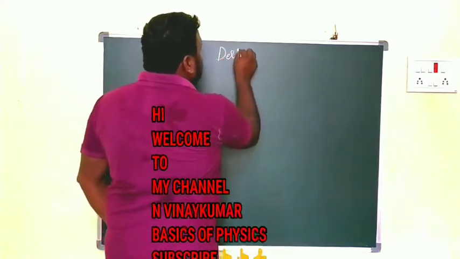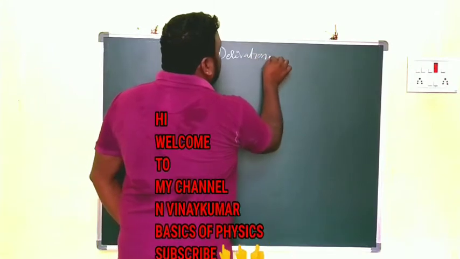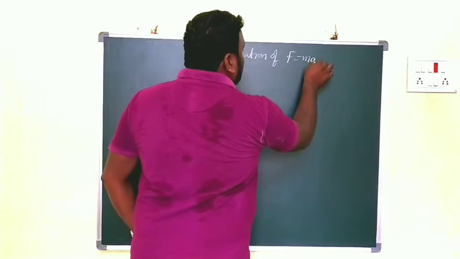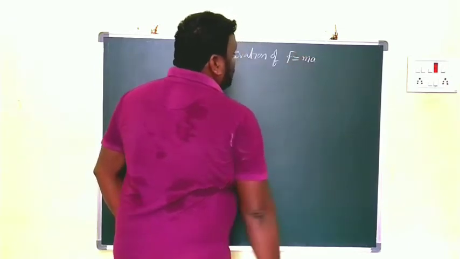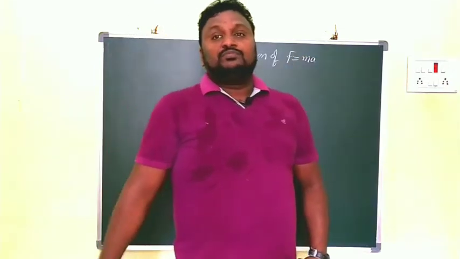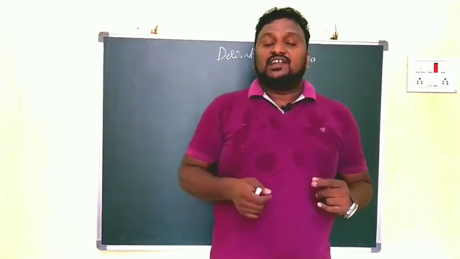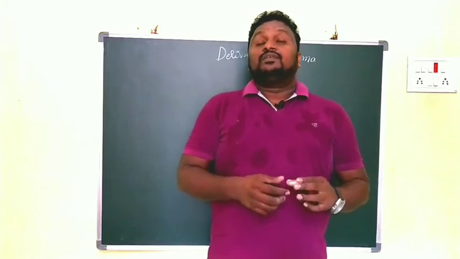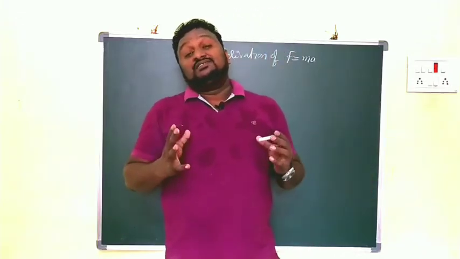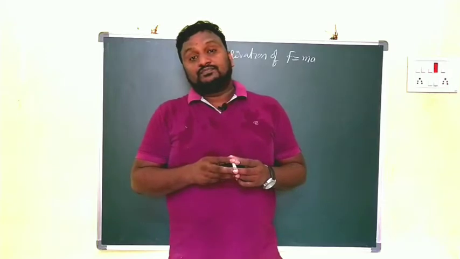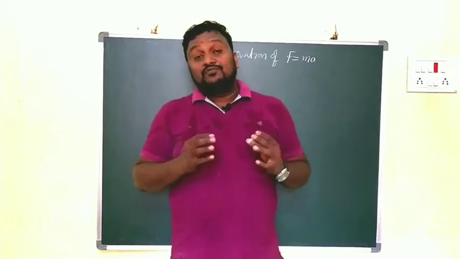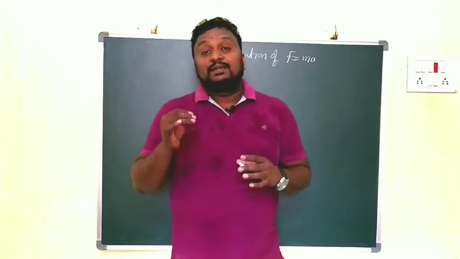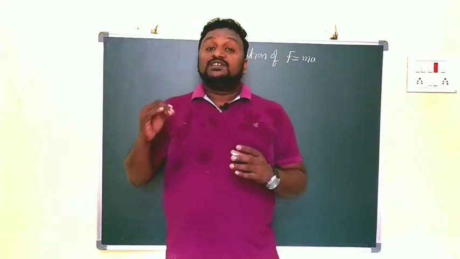Most important derivation, children: the derivation of F equals ma. It is generally called Newton's second law equation. Children, I already explained what Newton's second law of motion is: the external force acting on the body is directly proportional to the rate of change of momentum.